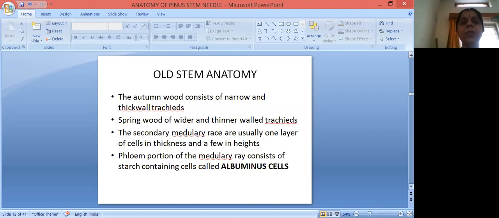Now coming to the phloem. The phloem portion of the medullary rays consists of starch-containing cells called albuminous cells. Albuminous cells are the ones that store the starch. Phloem is for the translocation as well as for the storage of food also. So some of the cells which are thick and prominent in the medullary rays, belonging to the phloem part, are known as albuminous cells.